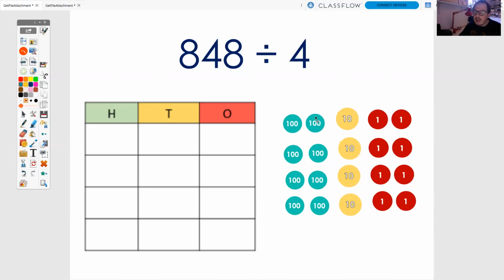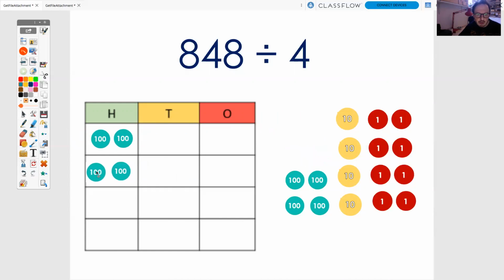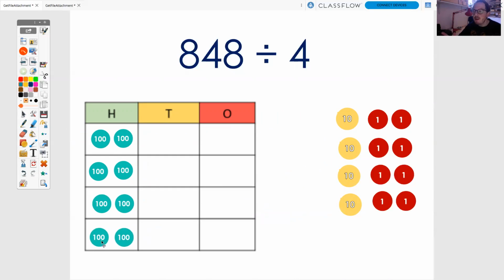All right, again, if you don't have counters, you can just draw it. Let's see if I can do this exactly. 100, 200. So far, so good. 300, 400. Looking pretty good. 500, 600. Yeah. 700, 800. Brilliant. It fits in equally. 800 split into 4 rows. 800 split into 4, 200 in each one so far.